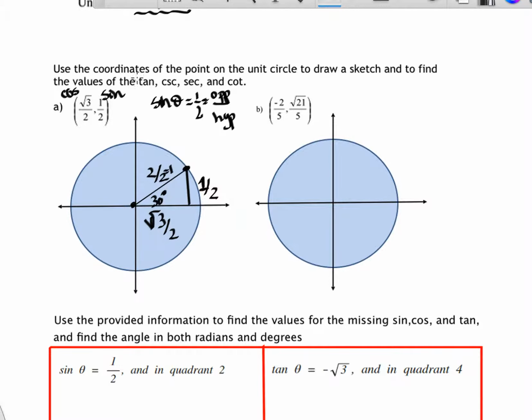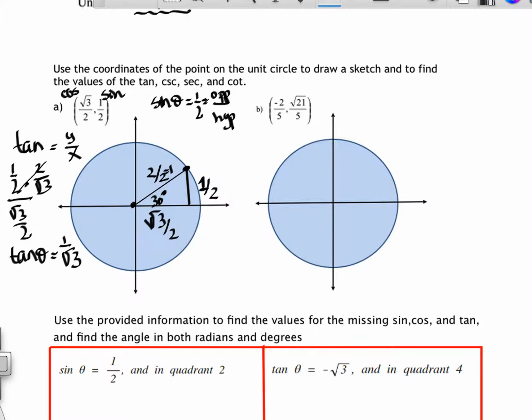Based on that, then, you should be able to find the values of the tangent, the cosecant, the secant, and the cotangent. Well, the tangent from just above here would be y over x. So the tangent of theta would be a half divided by the square root of 3 over 2, which is the same as multiplying by the reciprocal. So I get the tangent of theta is going to be 1 over the square root of 3. And then that really gives me all the information that I need.